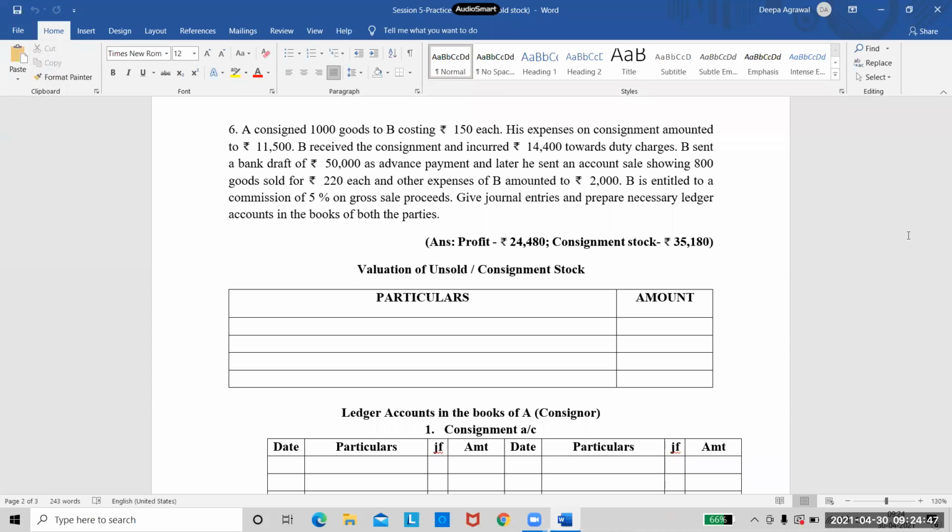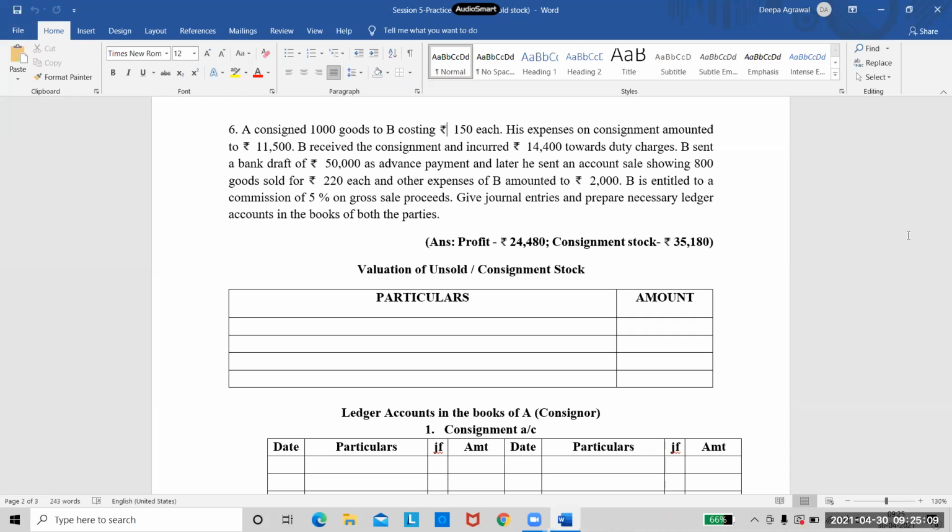So we will ignore all recurring expenses at the time of calculation of consignment stock, and we will consider only the non-recurring part of the expenses of both consignor and consignee. And this is only for valuation of consignment stock. Our other problem will be as usual. Right? So we have a gist of consignment stock. We will now quickly look into the question.